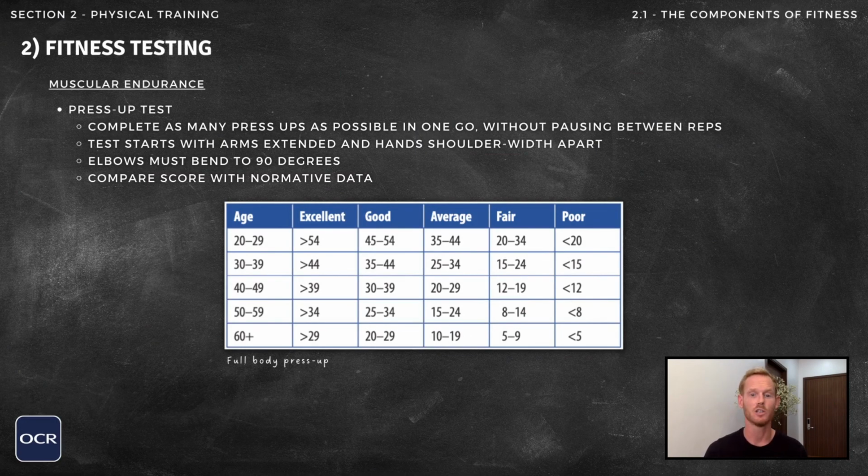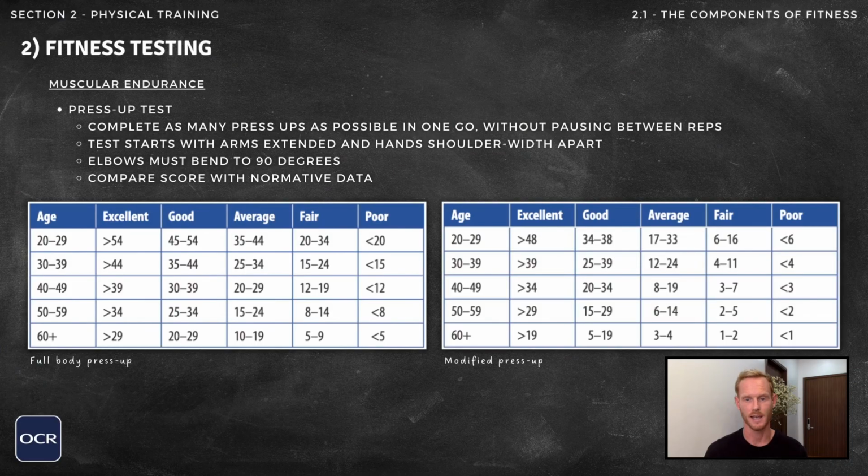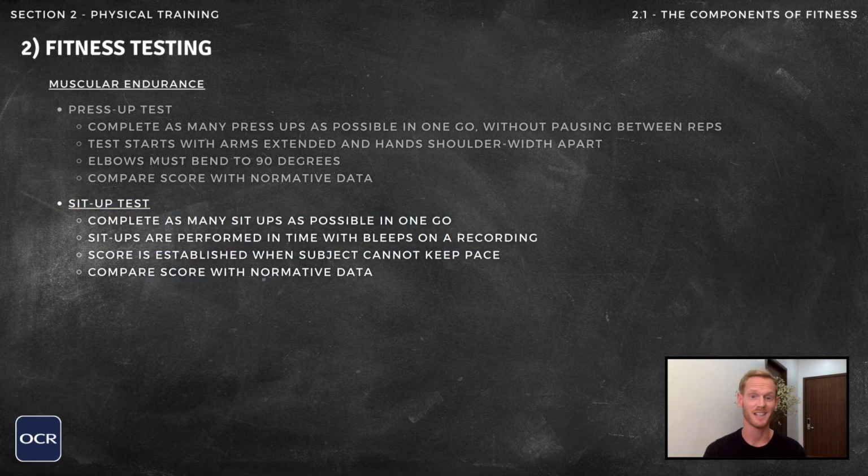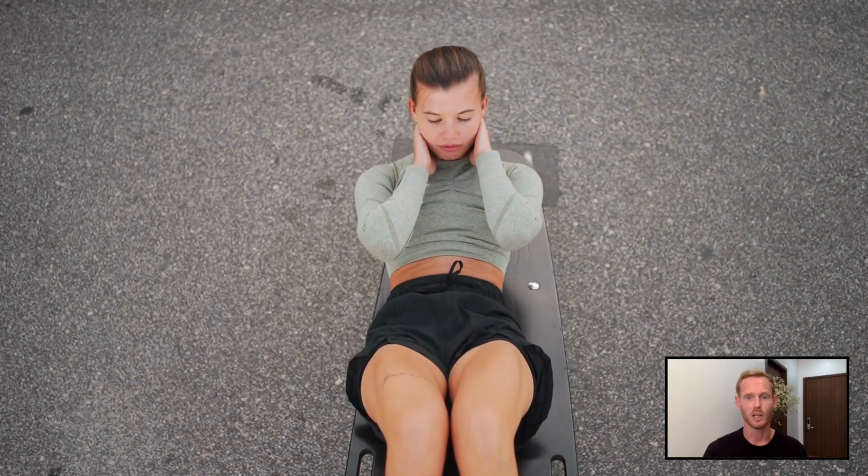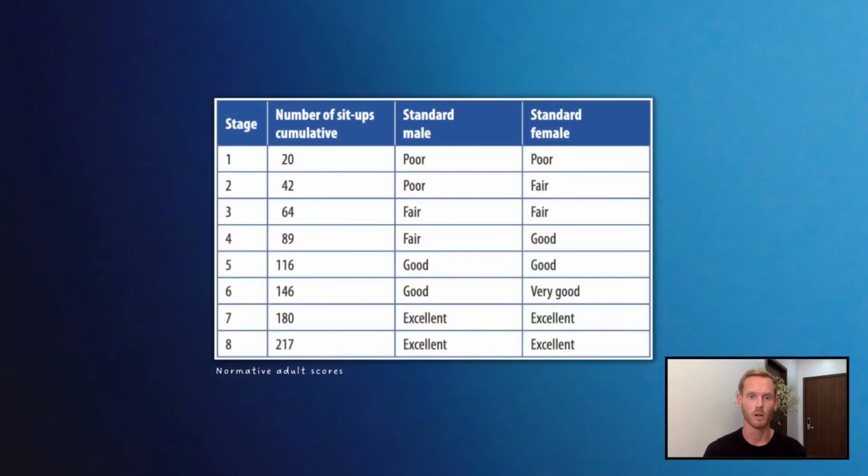Note that weaker individuals can use the modified press-up test, in which the knees replace the feet as a contact point with the floor. The sit-up test tests the endurance of the abdominals by measuring how many sit-ups an individual can perform in one go. Unlike the press-up test, sit-ups must be completed in time with a bleep on a recording, and when the participant can no longer keep up, their number is recorded and compared with normative scores.